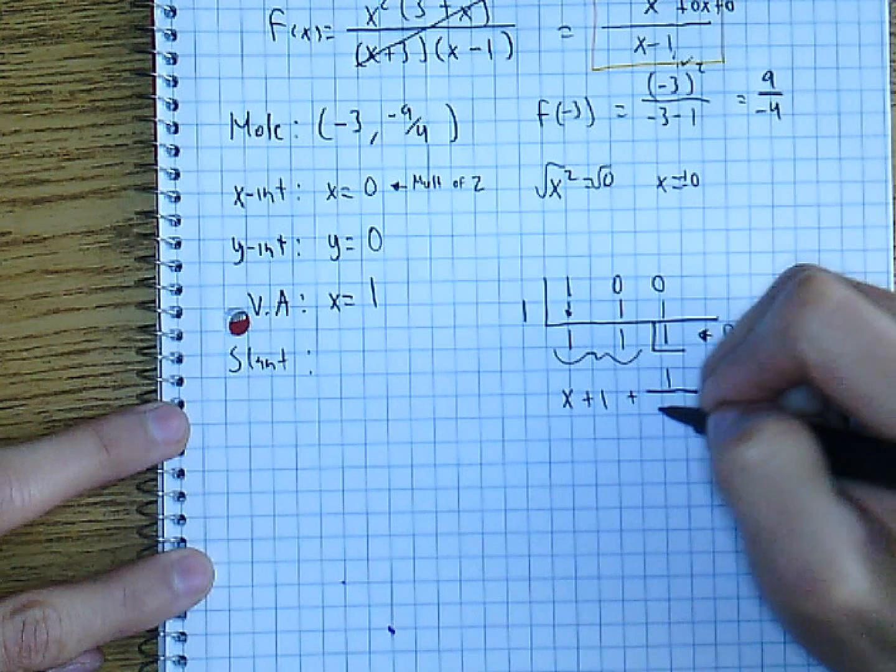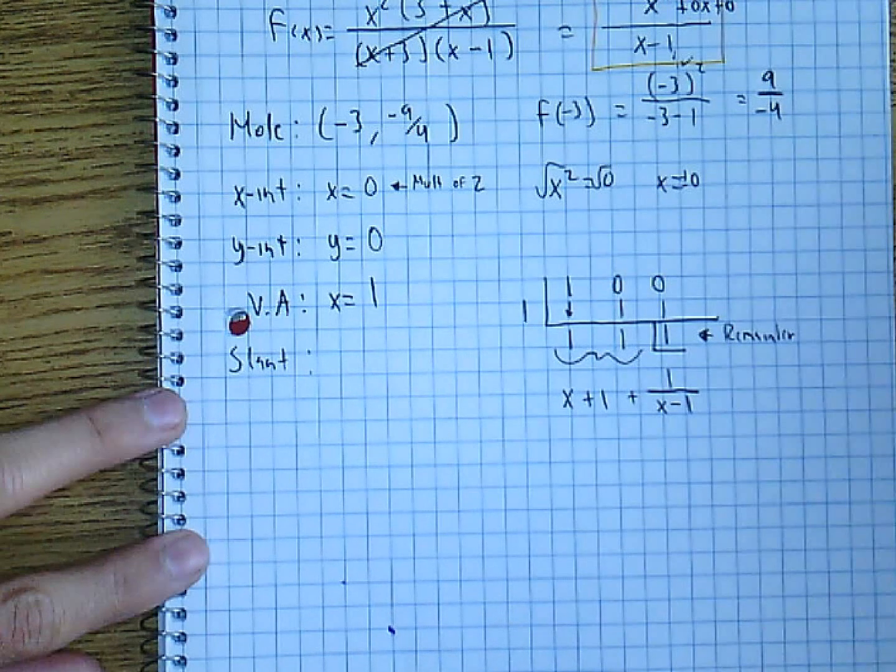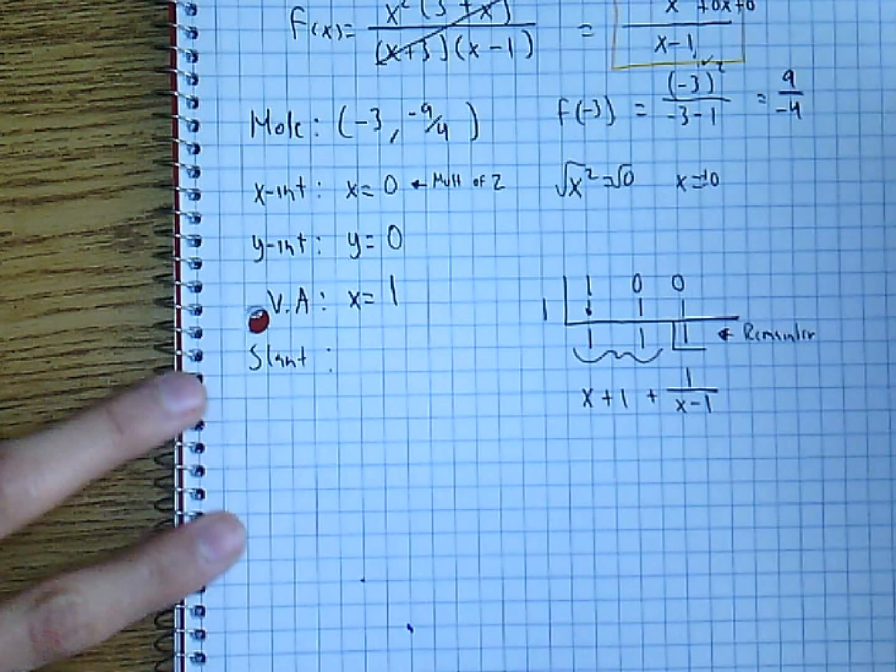So we've got holes, we've got X-intercept, asymptotes. What else do I need to check?